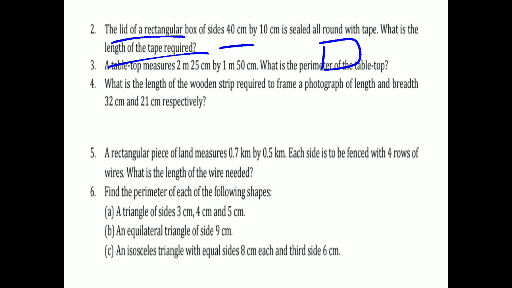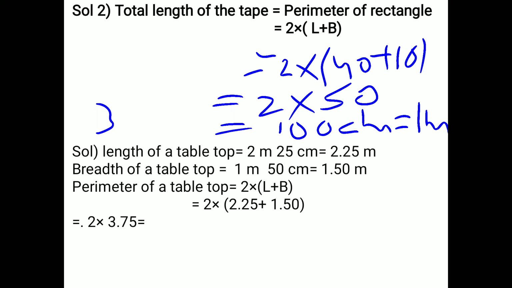A tabletop. The tabletop measurement is given in meter and centimeter, so we convert it into one unit only. I keep it in meter only. Length is given and breadth is given. You have to find the perimeter of the top. You write, length of the tabletop is 2 meter 25 centimeter, which will be equal to 2.25 meter.